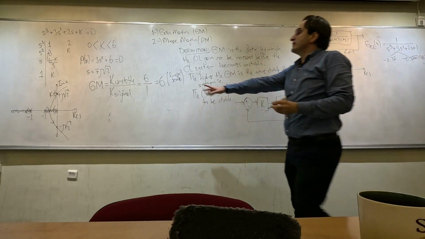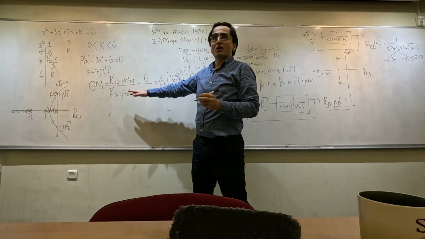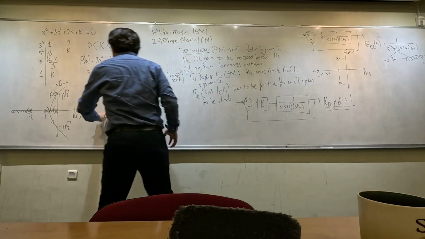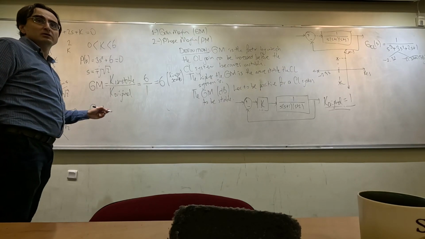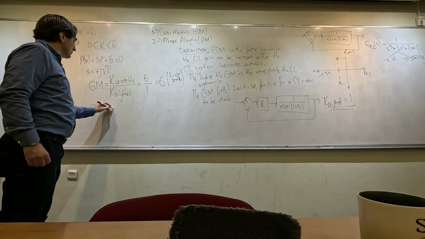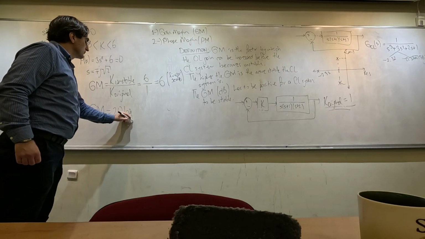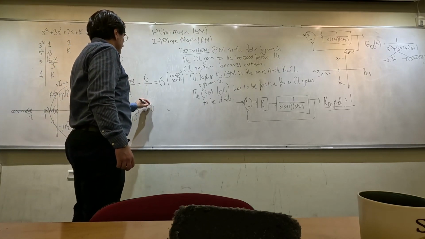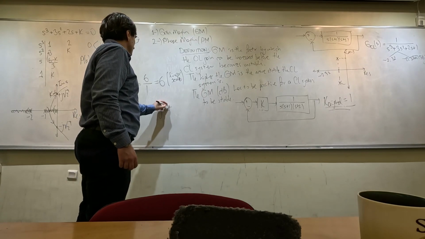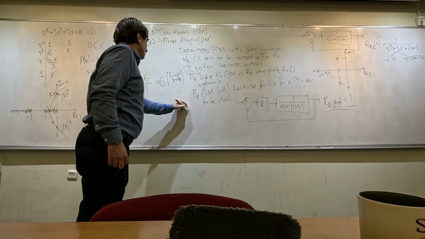So here we see that this is our gain margin, and it is in linear scale. If I would like to convert it to dB scale, what should I do? 20 log 10 of 6. This is 20 log 2 plus 20 log 3.